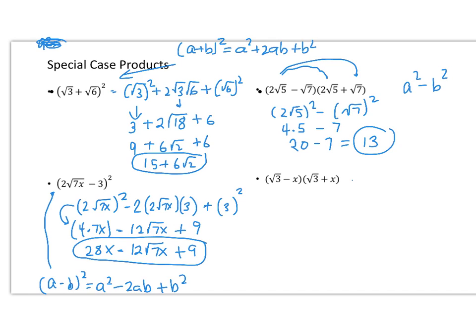Again, look at what we have here. We have the difference of squares, a squared minus b squared situation. So we'll have the square root of 3 squared minus x squared. So this is just 3 minus x squared, right? So there's your answer for that particular problem.